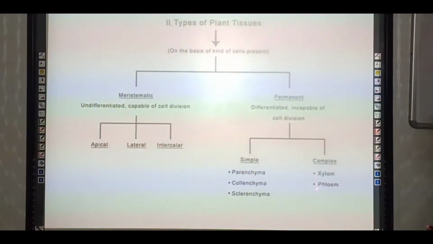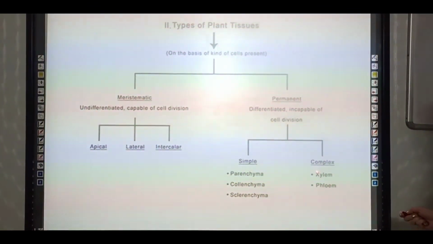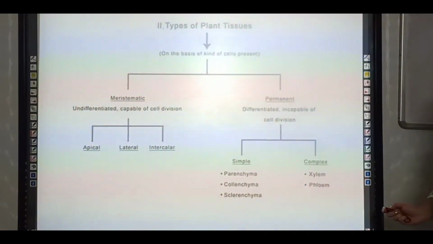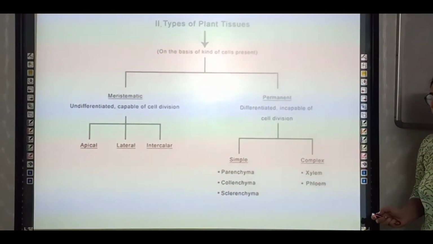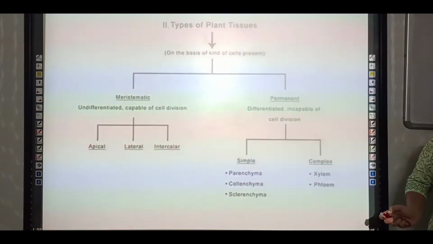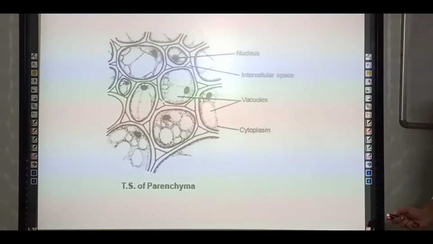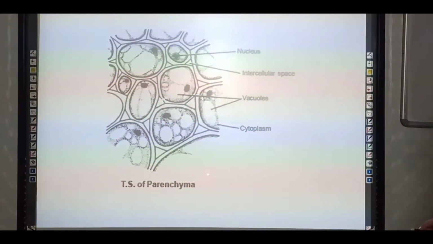You have heard about these terms. These are the vascular tissues which help in the transportation of water as well as the food. Now, we will start with the first tissue, that is the parenchyma. This is the TS structure of parenchyma, that is the transverse section of parenchyma.